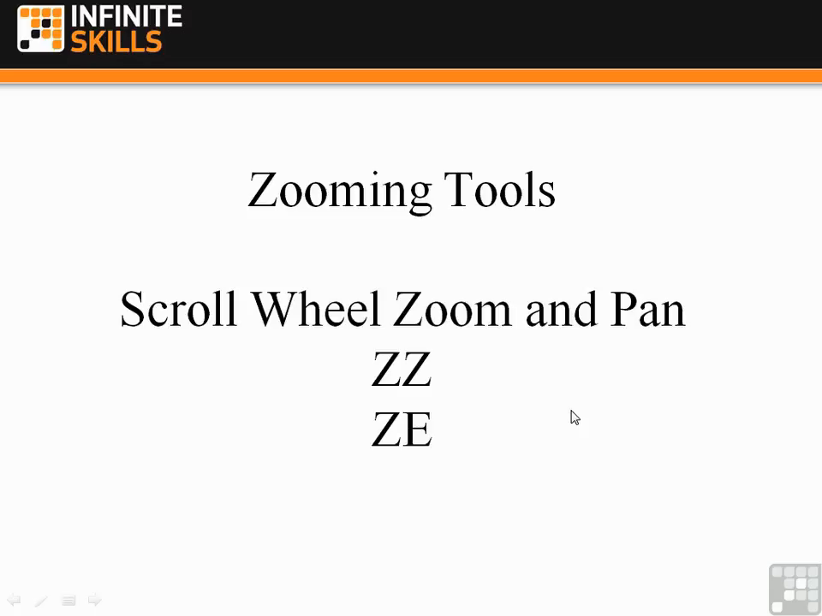Zooming tools. There are just three or four main zooming tools that I like to discuss at the beginning. Two of them have to do with the scroll wheel on your mouse, and the others are keystrokes, ZZ and ZE, or ZZ and ZE, depending on your country. Let's take a look at these in action.